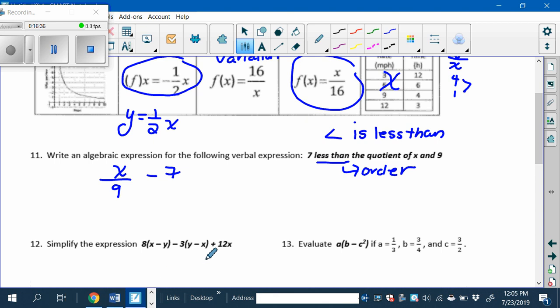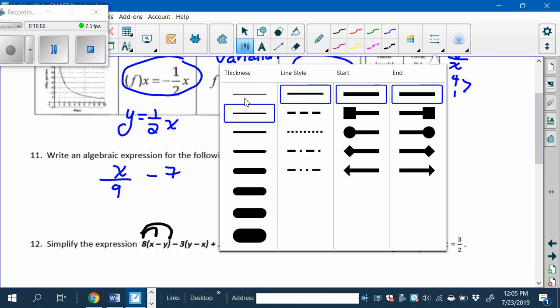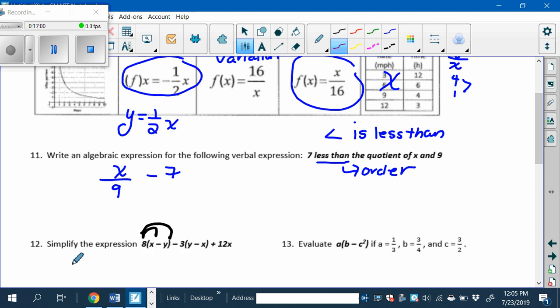Okay, and then the next one is right here. So here I'm going to simplify. I first distribute. So I distribute the 8. Okay, and then I distribute the -3. Make sure you're doing 8 and -3. So 8 times x is 8x, and 8 times -y is -8y. Then -3 times y is -3y.